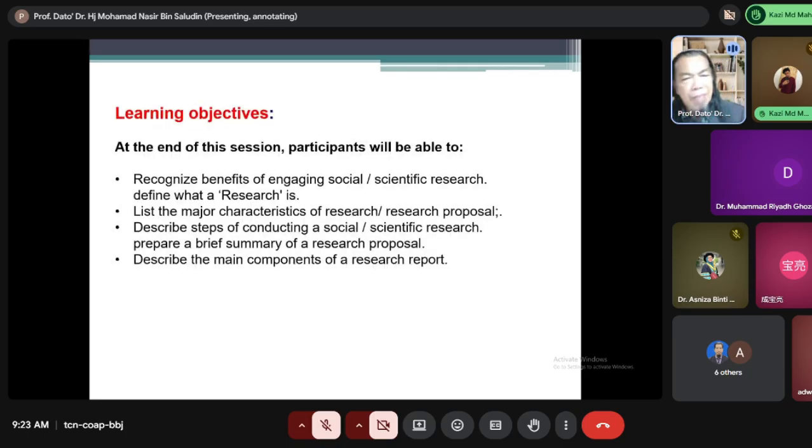Okay, at the end of the session, participants will be able to recognize the benefit of engaging in social scientific research, defined as research. What is research? We will know after this. List the major characteristics of research and research proposal. Then describe the steps of conducting social and scientific research. Prepare a brief summary of a research proposal. Describe the main components of a research report.